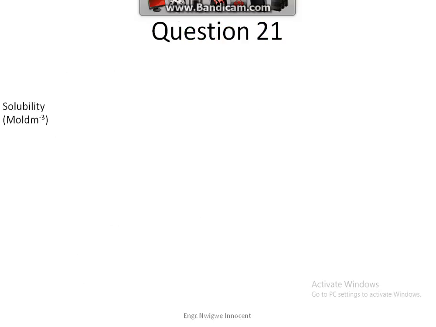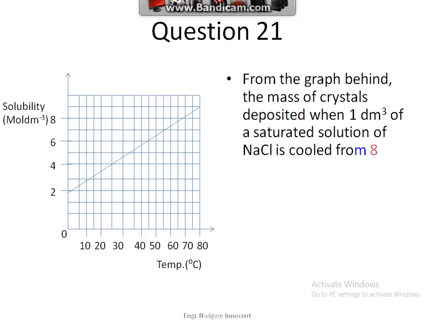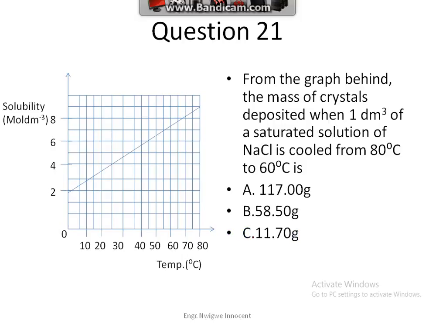Question 21. Solubility temperature curve. From the graph behind, the mass of crystal deposited when 1 dm cube of the saturated solution of sodium chloride is cooled from 80 degrees centigrade to 60 degrees centigrade is A. 117.00 gram, B. 58.50 gram, C. 11.70 gram, D. 5.85 gram. Sodium is equal to 23, chlorine is equal to 35.5.